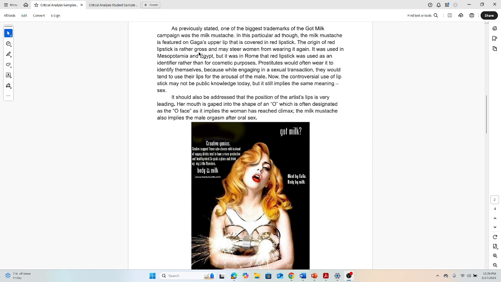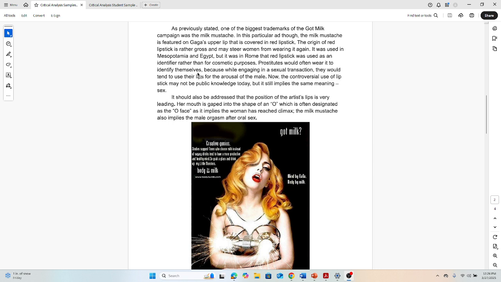Says the origin of red lipstick is rather gross. Now, again, I probably would comment on this and say, okay, can you change that wording? Can you elevate the language, please? Instead of saying rather gross, I would eliminate that and say dubious origins. It was used in Mesopotamian Egypt. It was used as an identifier rather than for cosmetic purposes. Prostitutes would wear it to identify themselves.